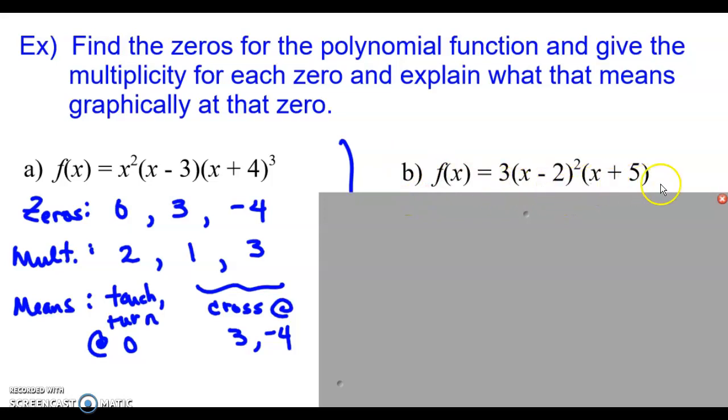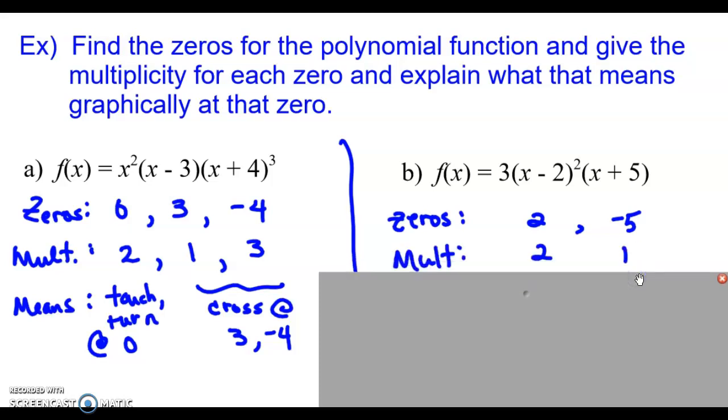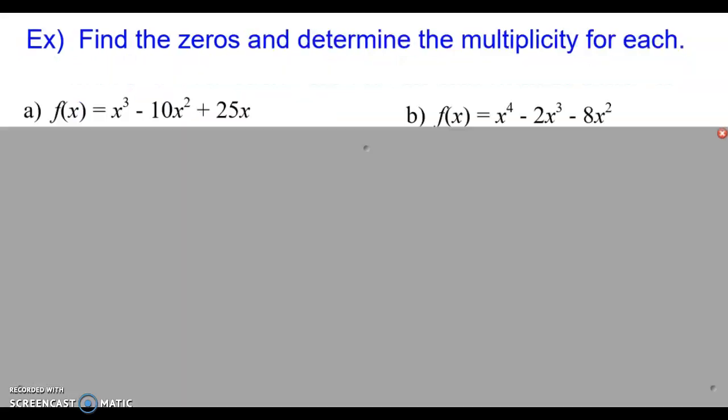So I have 3 factors here, but you notice this first one doesn't have an x. So we're going to ignore that one. We only care about the factors that actually have an x in them. Ask ourselves, what makes it 0? Well, 2 and negative 5. Multiplicity, what are the exponents? 2 and 1. Why do we care? Because we're going to touch here where I have even multiplicity, and we're going to cross where I have the odd multiplicity. All right, let's take a look at a couple other examples.